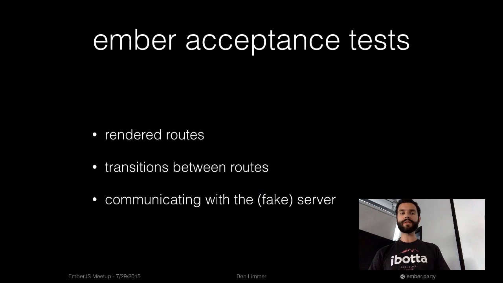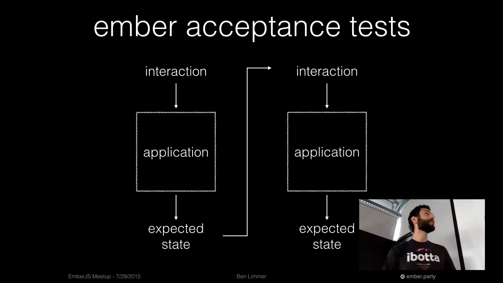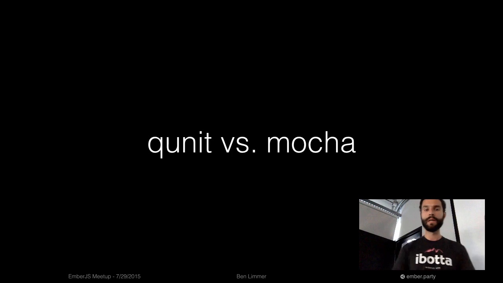And then we have acceptance tests. These cover our rendered routes, our transitions between the routes, and our communication with our external API server. So it looks something like this: you have an interaction with your application, and then it goes and does something. You do another interaction with your application, and it has some expected state. So imagine something your user is going to do. They're going to log into the site. They're going to change settings in their account profile. They're going to interact with your site in some way. This is the top level. We're putting it all together. This is what a user is doing.